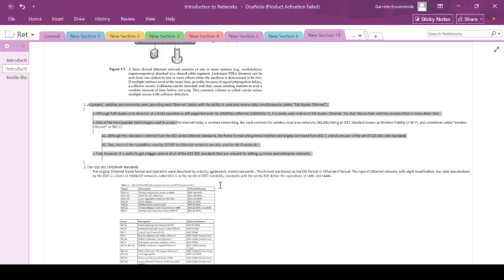So one of the most popular technologies used to access the internet today. So this LAN has just been connected. Imagine this just becoming bigger using wireless networking.